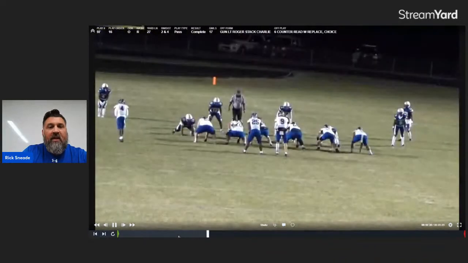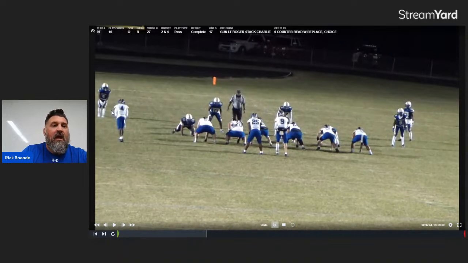We teach our receivers that on the replacement route, they're filling a void. It's not a landmark. I'm not telling him he has to go here. We have to teach them football sensibility.